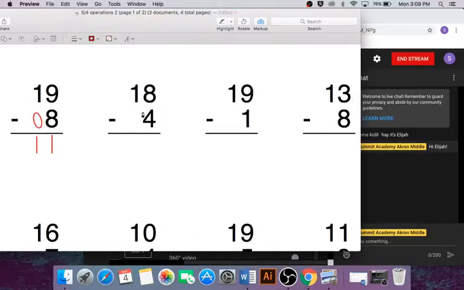Next problem, we have 18 minus 4. 8 minus 4 is 4. Remember, we have our 0 here. It's a place value, so we have 1 minus 0 is 1. So our answer is 14.